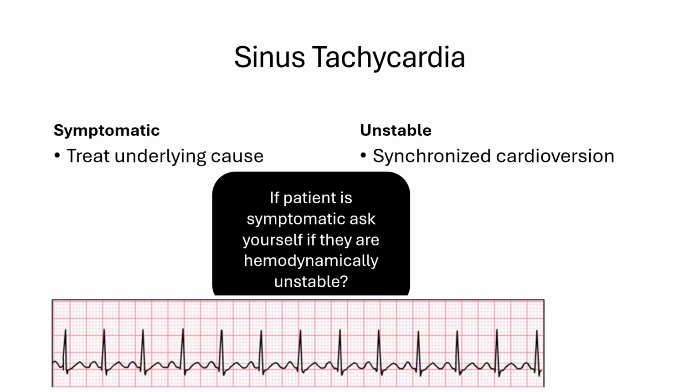Now, if a patient is symptomatic, next you need to ask yourself, are they hemodynamically stable? Often with sinus tachycardia, they are going to be stable. And rarely do you ever have to resort to invasive methods such as synchronized cardioversion. But if a patient who is symptomatic becomes unstable in any type of tachyarrhythmia, you need to immediately shock them. Remember that. But you're not going to shock a symptomatic patient that is stable.